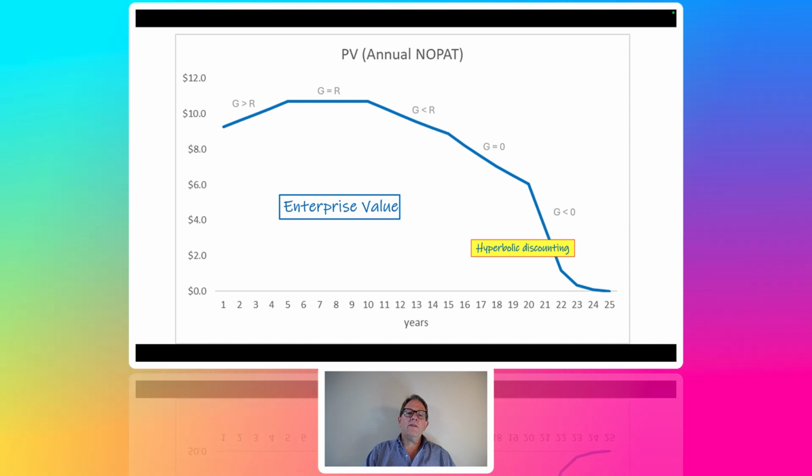All right, so here, this is exactly the same chart. I just put it into a line chart just so you could see. On the left, its growth is greater than your discount rate. That flat line is growth is equal to your discount rate. The next line, slightly downward sloping, is growth is less than discount rate. Finally, I have growth at zero, and then at the end, I have growth less than zero, negative, and hyperbolic discounting. That's what it looks like.